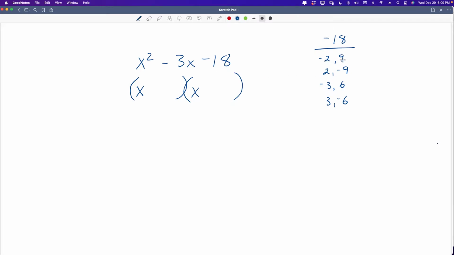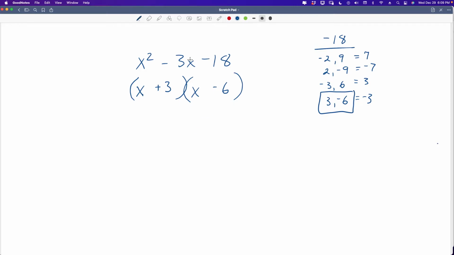So what we do is we line up our factors and we combine them. This gives us a positive 7. This gives us a negative 7. This gives us a positive 3. This gives us a negative 3, and we have a negative 3 right here. So this is the set of factors we need. So we say positive 3, negative 6.